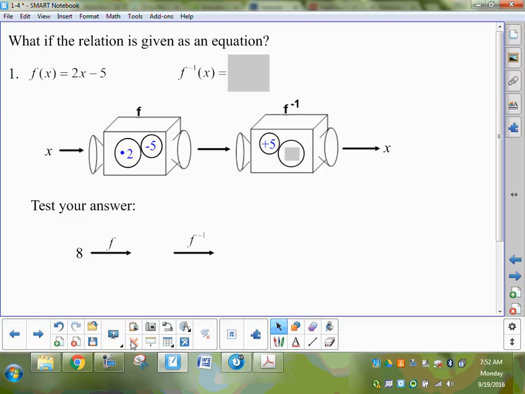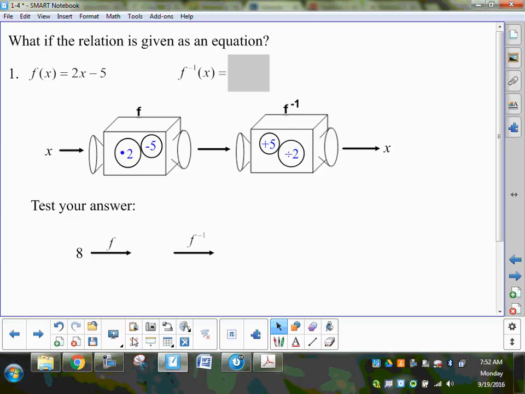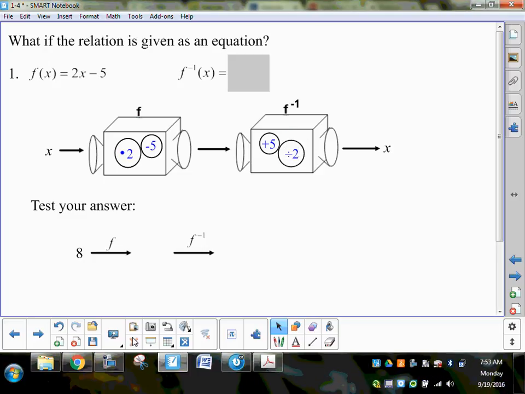And what else am I going to have to do to it? Hands up, please, if you can tell me. What's the other piece? Go ahead. Divide the answer that I had by 2, and that's right. So what I do, I need to undo. The inverse then would give us, as an expression, take my input, add 5, and then divide that answer by 2. So let's test and see what we get.